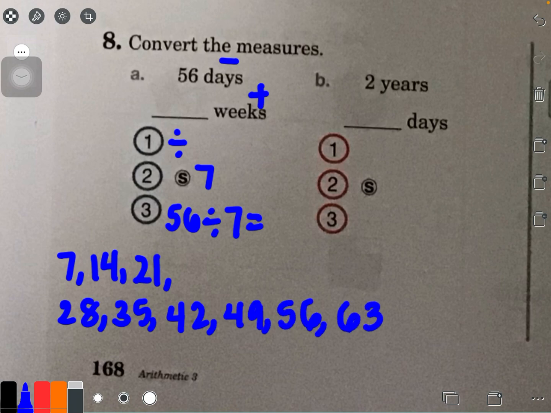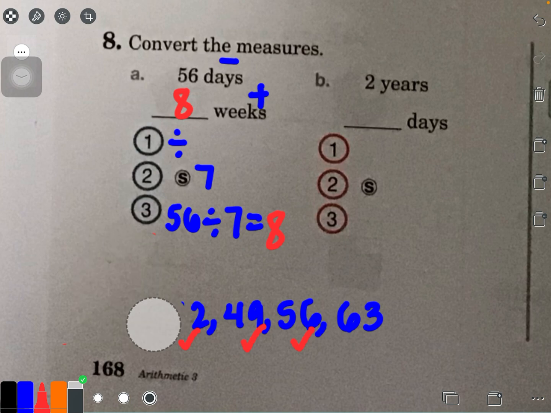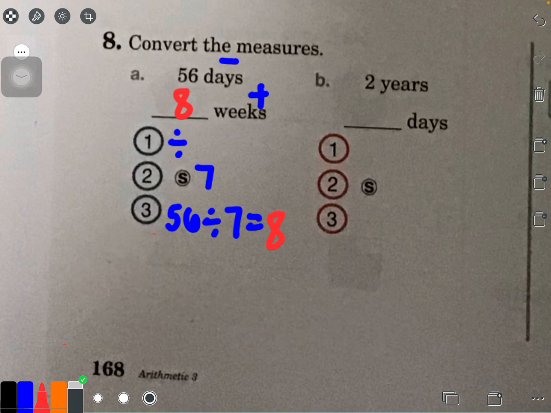Okay, so I have to do 56 divided by 7. 7, 14, 21, 28, and 35, 42, and 49, 56. So that's how many check marks? 8. So here, my answer is 8. 56 days equals 8 weeks. Ooh, that's a lot. Okay, last one. 2 years and blank days.